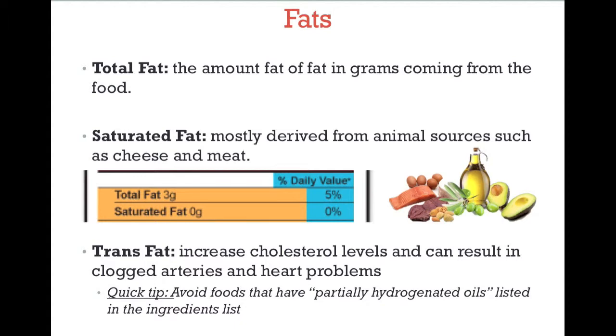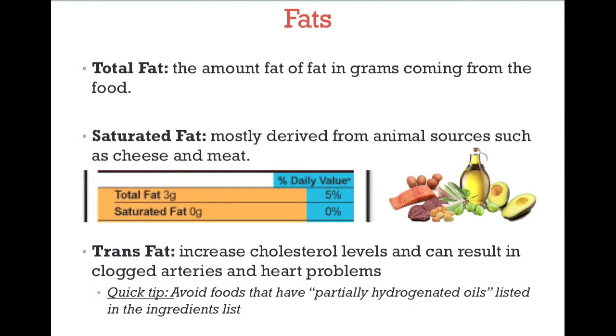Next on the list, you will see fat. Total fat, saturated fat, as well as sometimes trans fat. The goal is to limit these nutrients. On this page, they are highlighted in orange. Let's talk about fat. Total fat is the amount of fat in grams coming from the food.